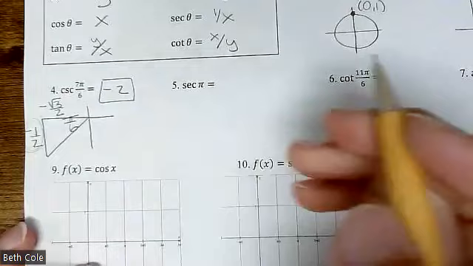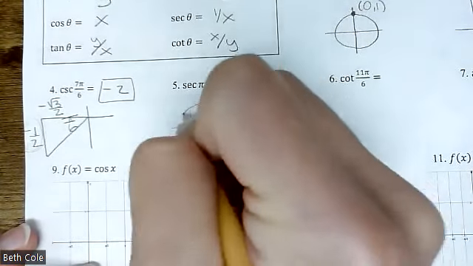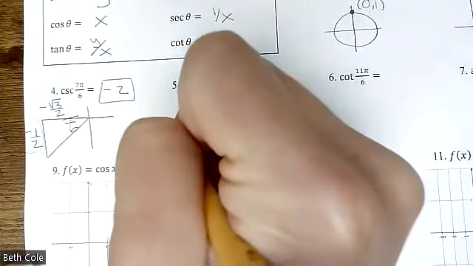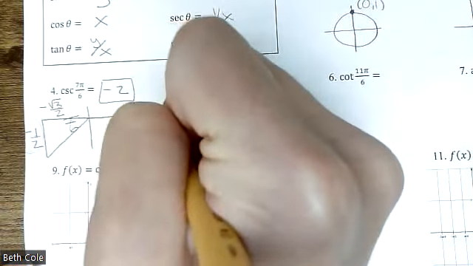All right, pi is going to be a circle, up, down, left, or right? Left, good. That's your work. Secant means you flip the x value. The x value is negative 1. If you flip negative 1, it is still negative 1. 1 over 1 is 1. It's just negative.